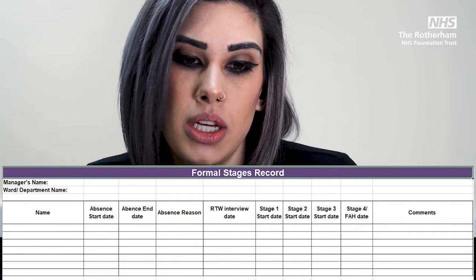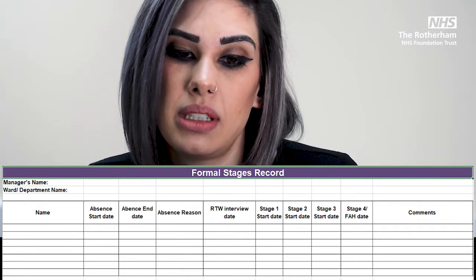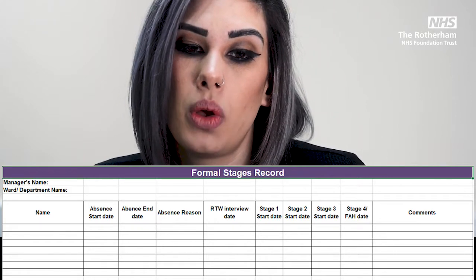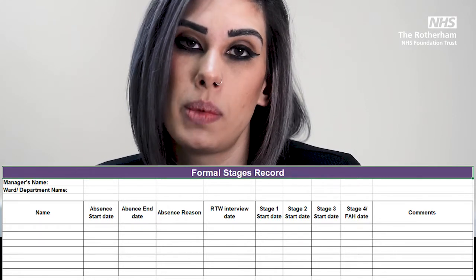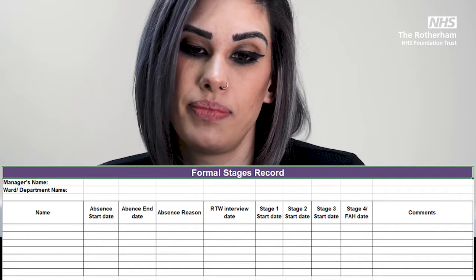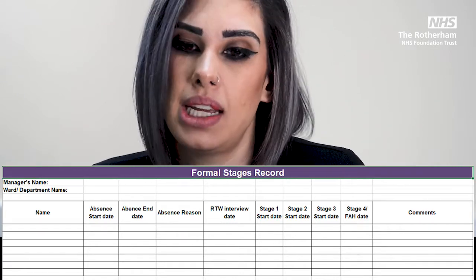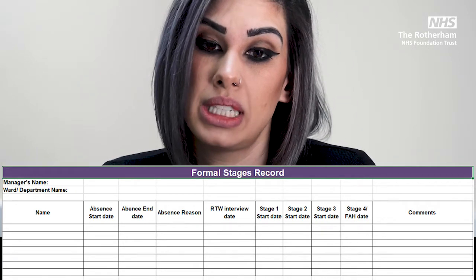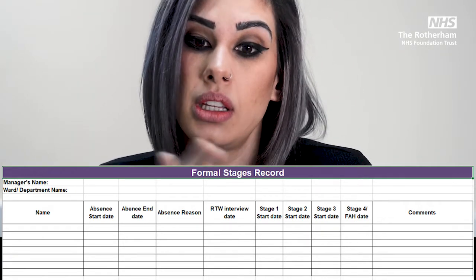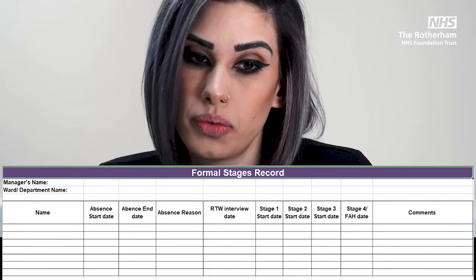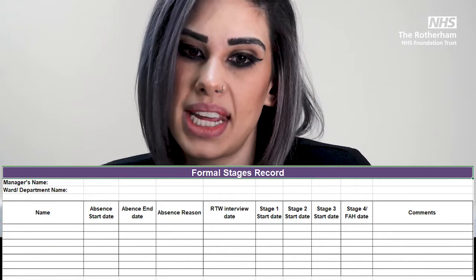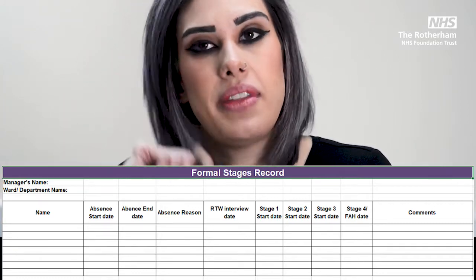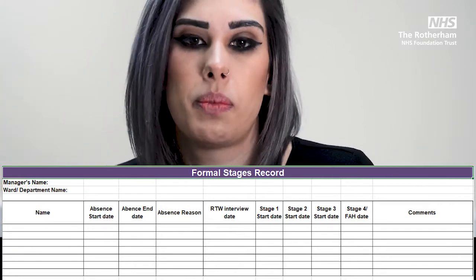Where sickness absence meets or exceeds a trigger point, managers should put the employee on the relevant formal stage of the policy and conduct the formal stage meeting. If an employee is currently not on a stage on the policy and they hit the trigger point, they should be referred to stage 1. If they're already on a stage, they just need to be referred on to the next formal stage if they trigger during their 12-month monitoring period.